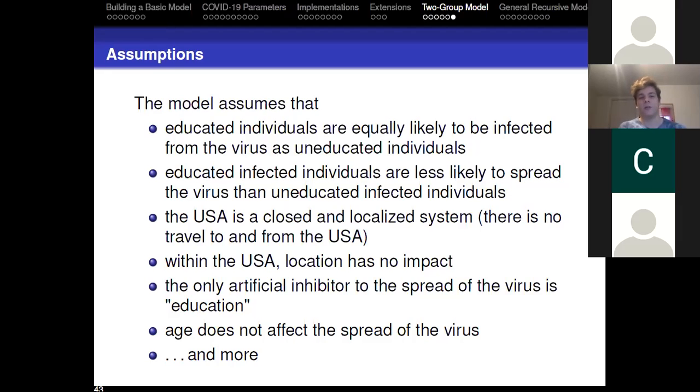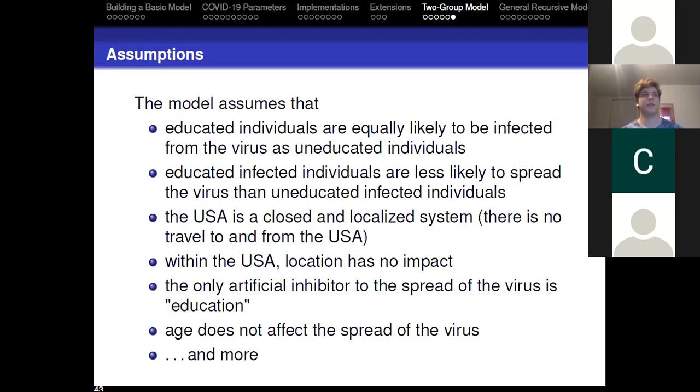And then it also assumes that educated infected individuals are less likely to spread the virus than uneducated infected individuals. So basically the idea that what we know about social distancing and mask wearing is actually true. And then it assumes that the USA is a closed and localized system. So there's going to be no people from other countries moving to the USA, which also means that the population within the USA is static. And then also the location within the USA is going to have no impact.